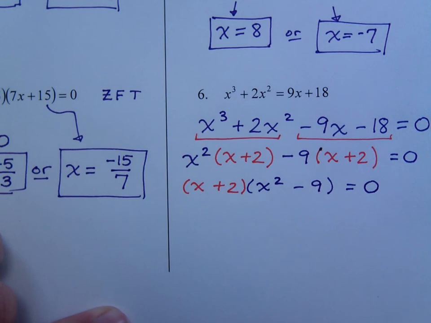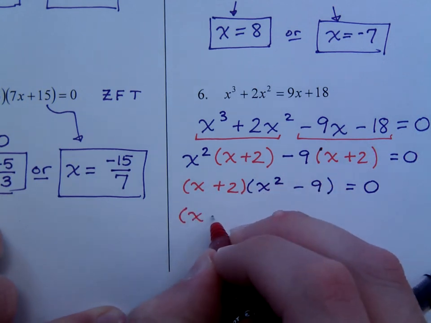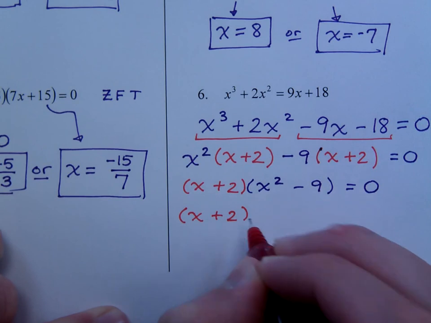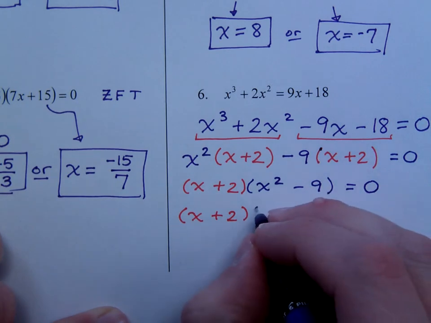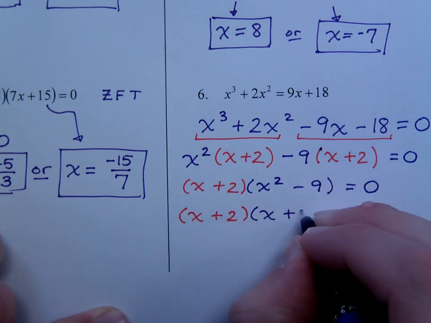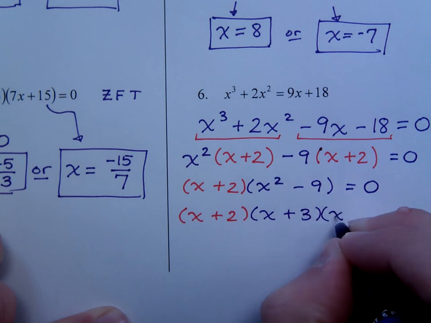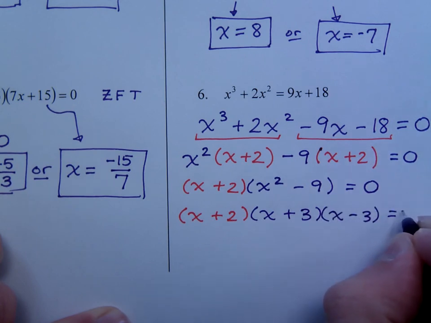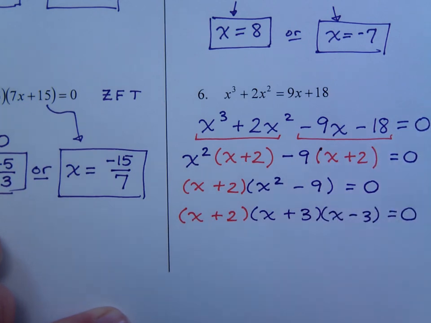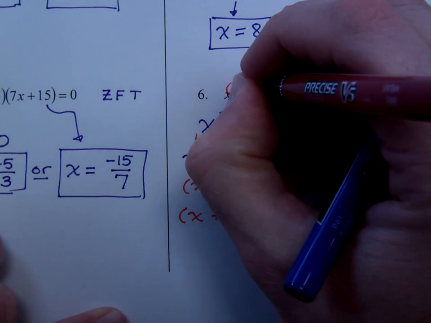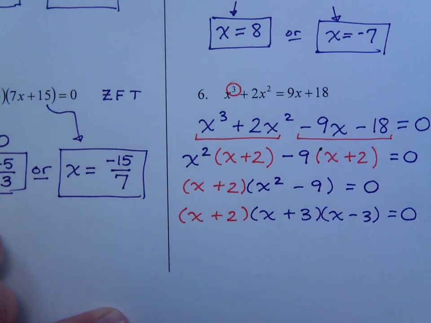Now, when you see the F in ZFT, that means to factor completely. So x squared minus 9 can go a little bit further. And x squared minus 9 is the difference of 2 squares, and that's x plus 3 times x minus 3. So I've got 3 factors. It seems like I'm going to have 3 solutions. And I knew that because my highest exponent there was a 3.